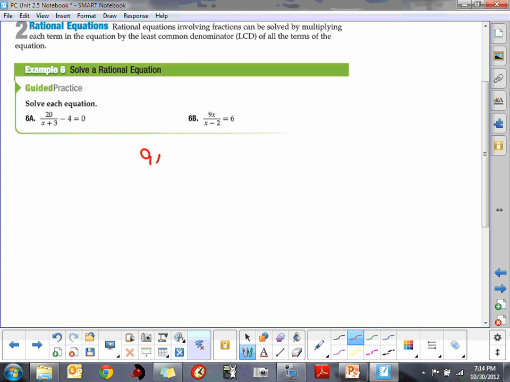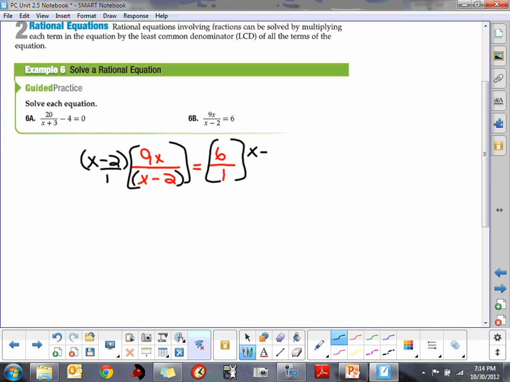Second example, we have 9x all over x minus 2 equals 6. Now this one you might want to consider just a little bit differently. I'll just show you a different strategy. We can multiply both sides times its denominator, and the only denominator in this whole equation is our x minus 2. So we're going to multiply both sides by x minus 2. You can think of the 6 as 6 over 1, and you're going to multiply it times x minus 2, just if you want to make the fractions appear numerator and denominator.